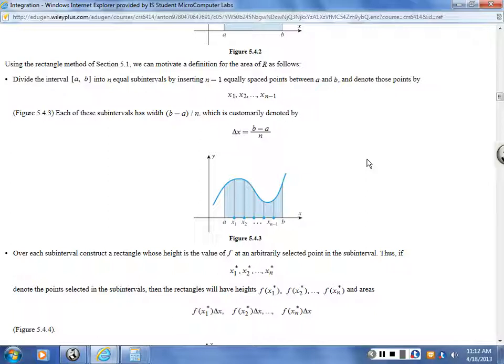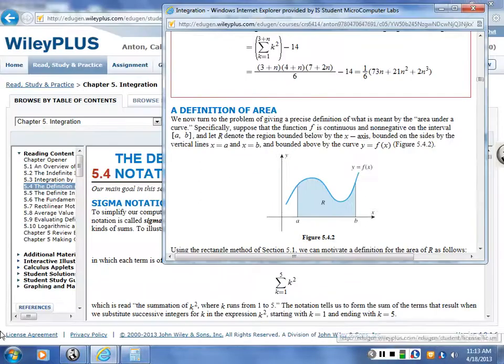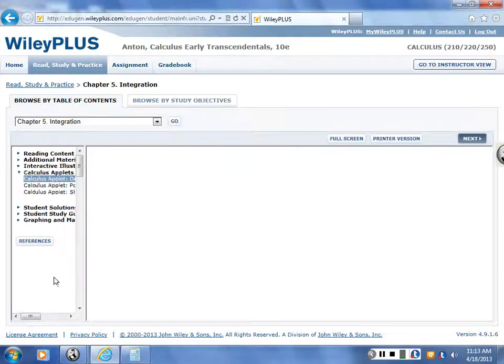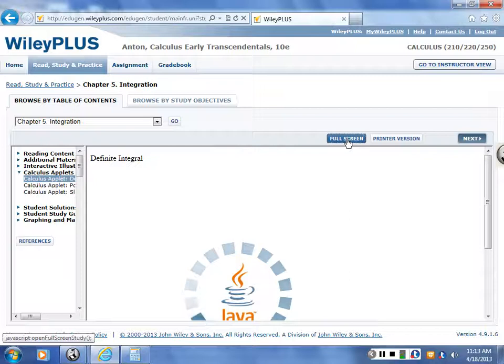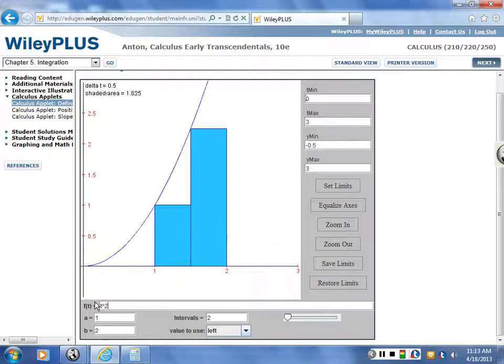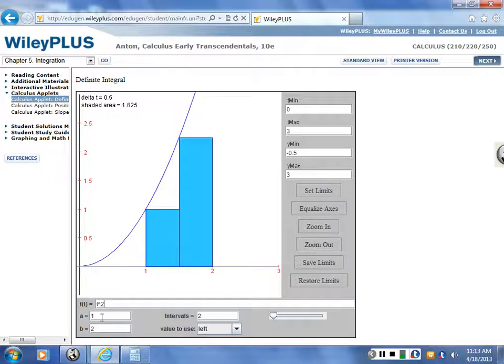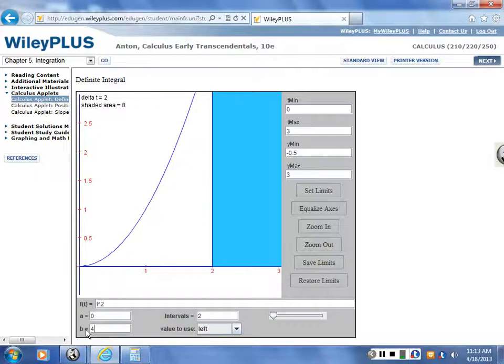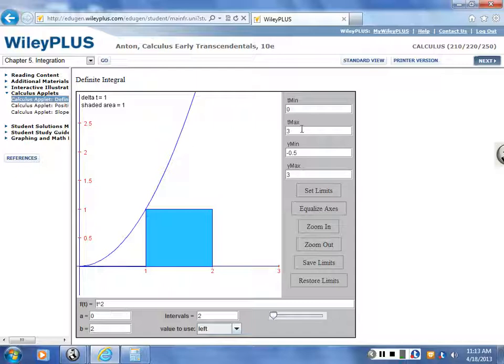Right? Wiley actually has a pretty nice applet here. If you go to the calculus applets for chapter 5, go ahead and put up a full version here. Let's look at the function t squared. You guys know what the function t squared looks like, right? And let's say I want to find the area underneath the curve from 0 to 2, and let's say T max is 16.